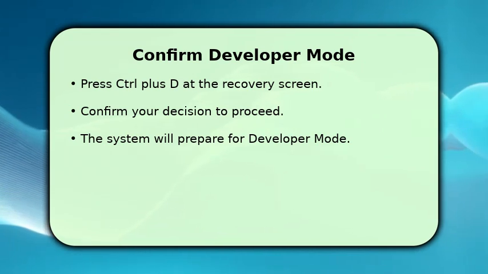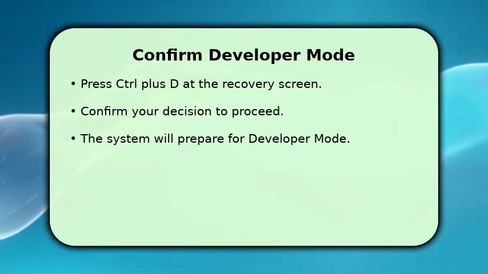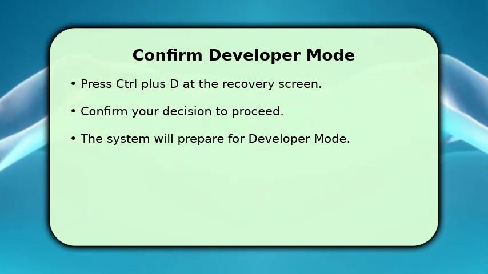Once you see the recovery screen, which typically shows a message about Chrome OS being missing or damaged, press the Control key and the D key together. You will then be prompted to confirm your choice to switch to developer mode. Confirming this will initiate the process, which can take several minutes as your system prepares.